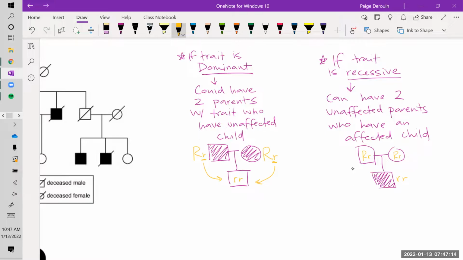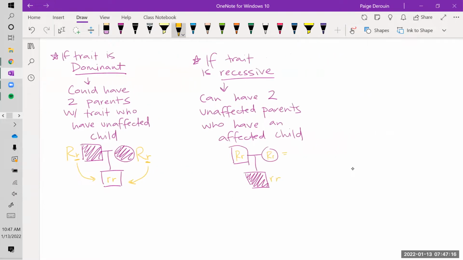Yeah, they're carriers. So these are carriers. If a trait is dominant, can you have carriers? No, because anyone who has a capital R is going to be colored in. So the carriers will just look like they have the trait. If you have a recessive trait, you can have carriers.